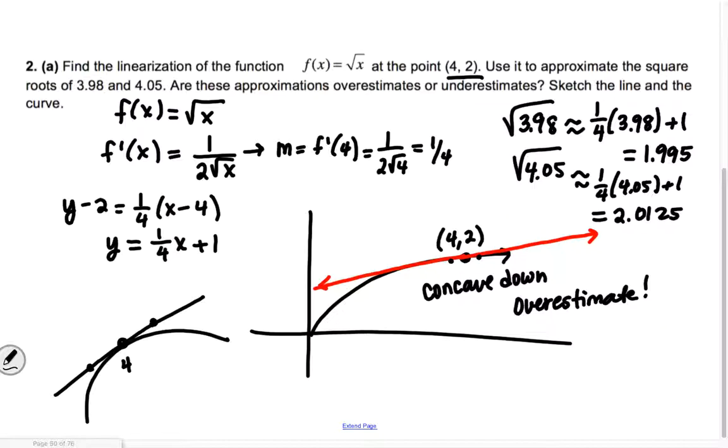So yeah, these are both concave down. So the justification would be like f double prime is less than 0. Therefore, our approximations are overestimates.